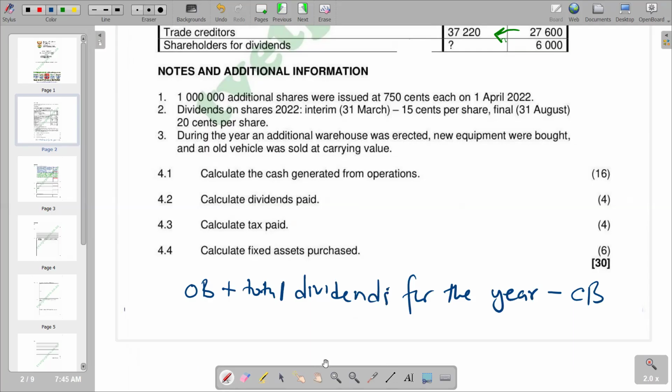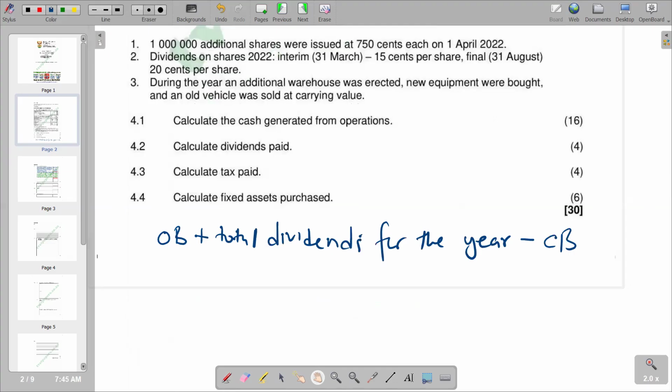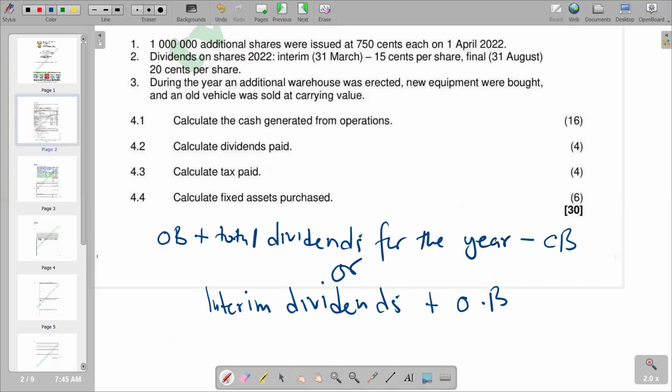So this is an alternative formula that you can use, or you can use another alternative formula by saying interim dividends plus opening balance of dividends. Remember, we have got the opening balance for shareholders for dividends. Then we get to interim dividends. You also get the dividends paid for the year. So this one is more simple.